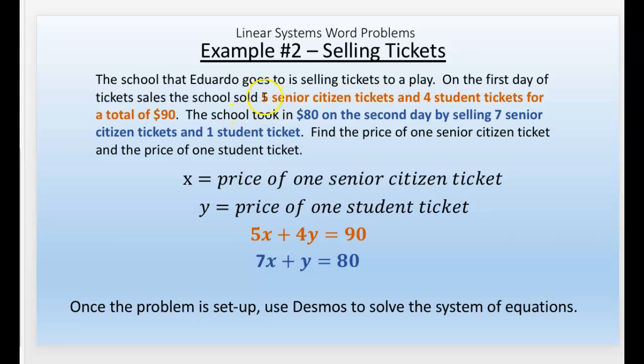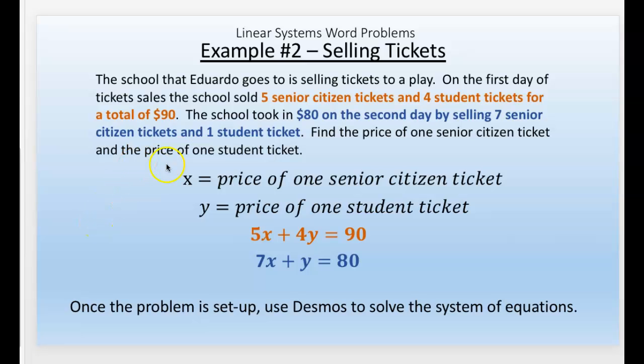Again, I have highlighted in red. This was the first day of selling, and the blue is the second day of selling. X is the price of a senior citizen ticket. Y is the price of the student ticket. Okay, you guys can set it up like that and just read what it says. 5 senior citizen tickets, that's 5X. Plus 4 student tickets, 4Y. That's a total of $90.